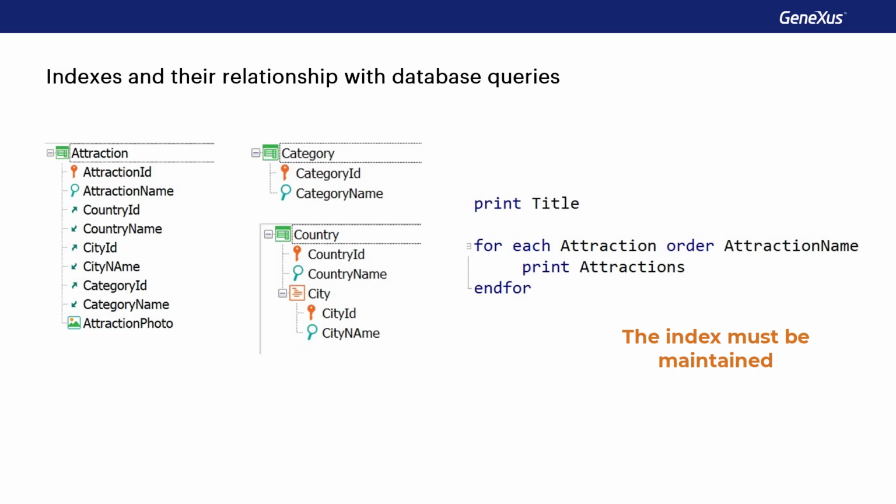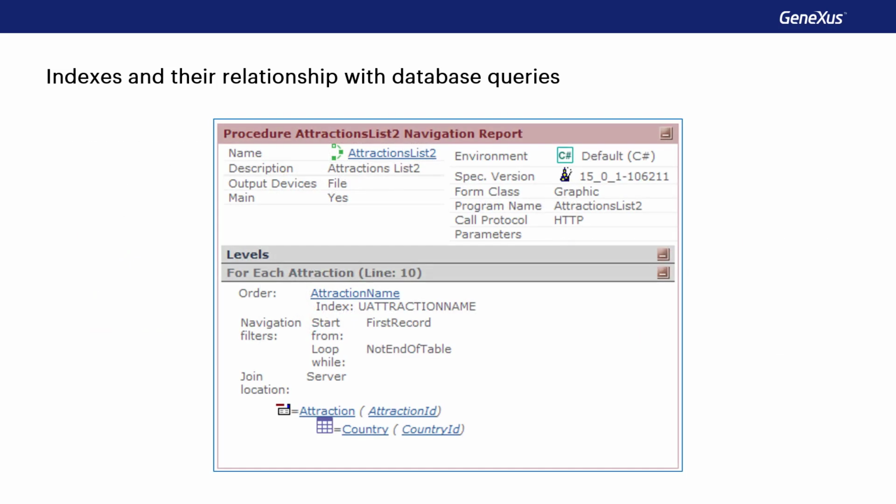Once we've done this, the database will be reorganized by pressing F5 to create this new index. Then, in the navigation list, we'll see that GeneXus will use that index that has just been created. It's worth mentioning that just as we create it, at any time we can delete an index, and by pressing F5 and reorganizing, we'll return to the previous status.